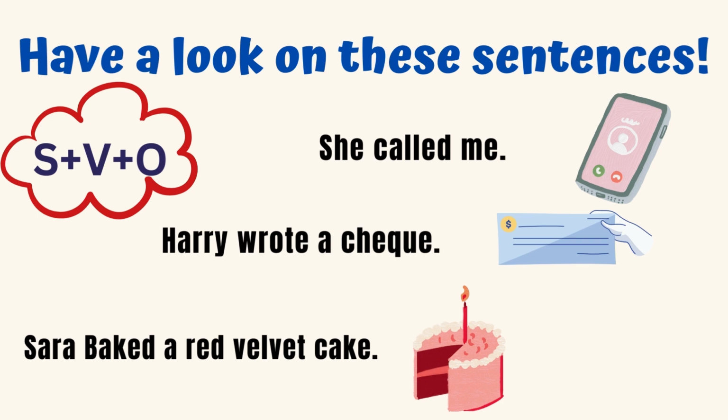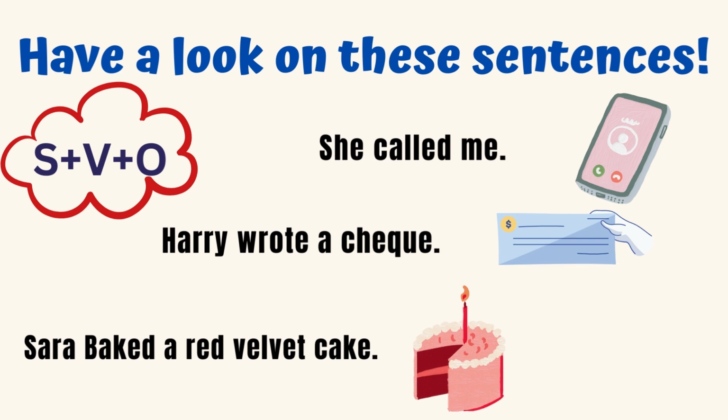And in the third sentence we have Sarah baked a red velvet cake. Sarah, the doer of the action, the verb is of baking, and the thing that is being baked is a red velvet cake. अब इन तीनों sentences में अगर आप देखें तो first sentence में we have me, and in the second we have a check, and in the third is a red velvet cake.